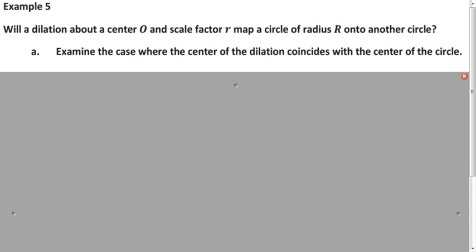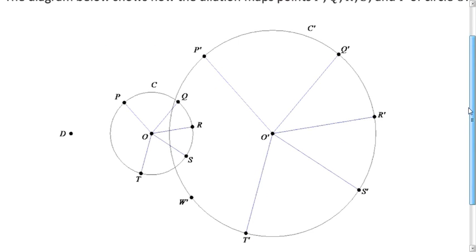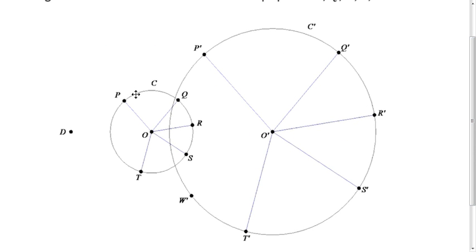So what happens when we dilate circles? Well, if the center of dilation is the same as the center of the circle, we end up having all the points moved away proportionally. So we end up with something called concentric circles. So we still get a circle. They have the same center. And what happens when your center of dilation is not the center of your original circle, I should say? Well, you still get a circle. It's just going to be either larger or smaller, depending on if it's an enlargement or a reduction.